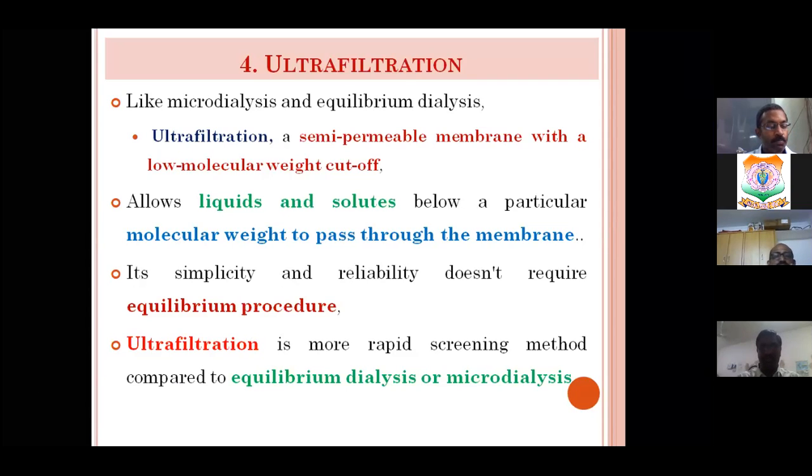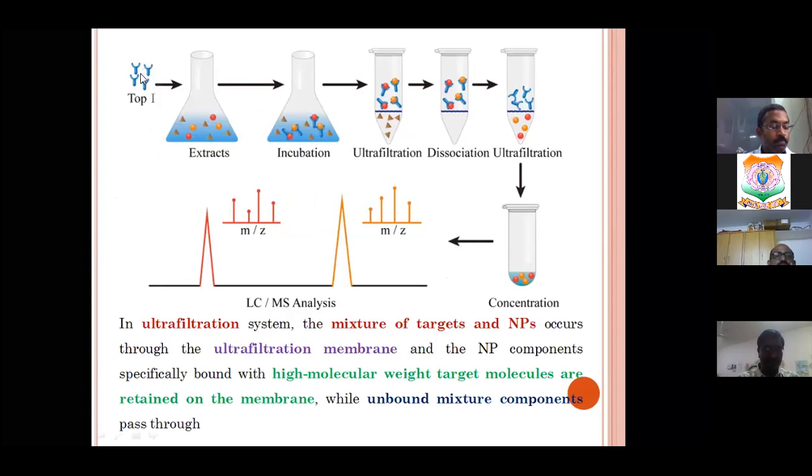What they do in this, I will explain with the diagram. See here, this is the enzyme, a target, and these are the different active constituents which may be present in the extract, and both the target and extract are going to be incubated. In the ultrafiltration system, the mixture of target and natural products passes through an ultrafiltration membrane. After incubation, it is fitted into an ultrafiltration unit with the membrane.